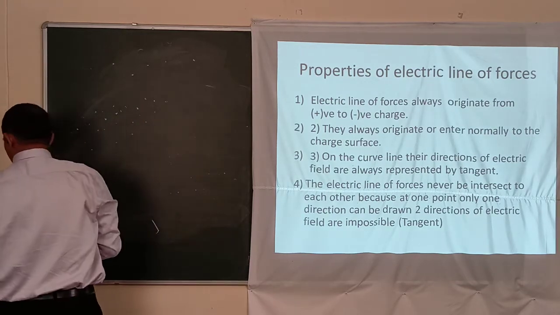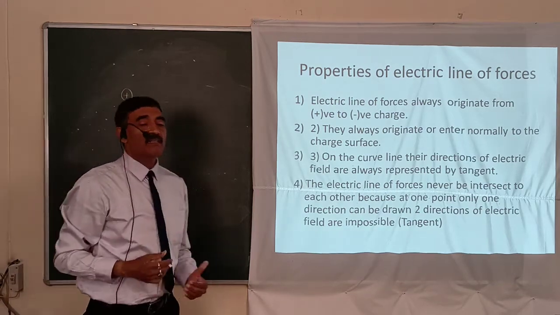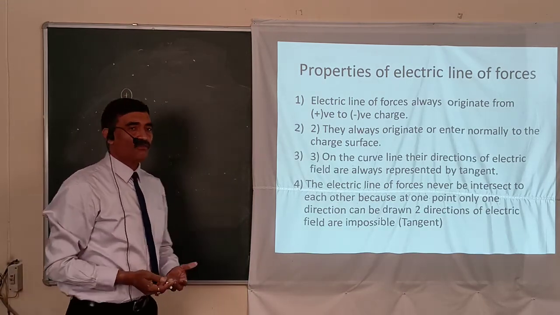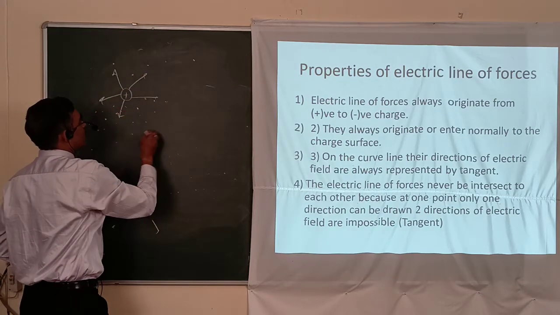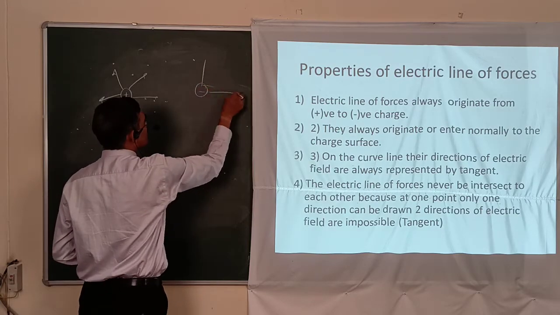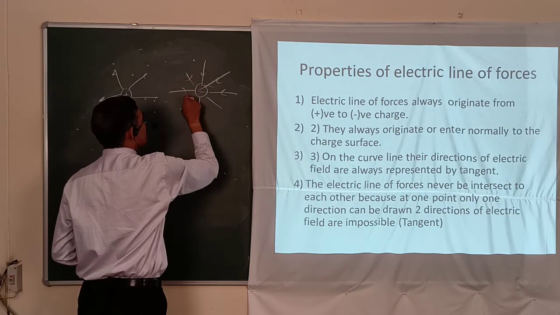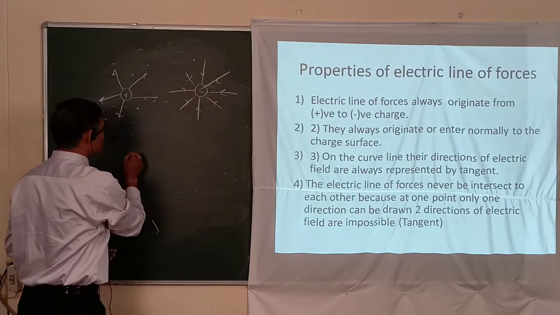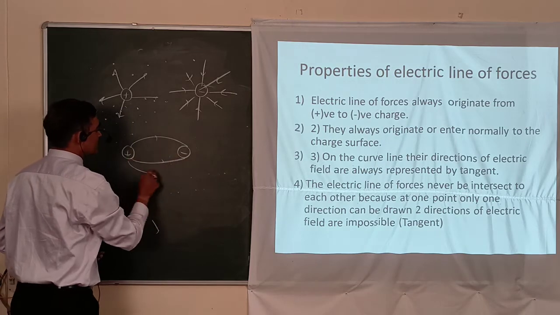And similarly one more thing, suppose this is an isolated positive charge. Sometimes the question is asked, draw the electric line of force of an isolated positive charge. So this is the direction for an isolated positive charge, and similarly if it is an isolated negative charge, then the electric lines of force will be inward arrows, like that. Now if the two opposite charges are placed near each other, then the electric lines of force are like that.